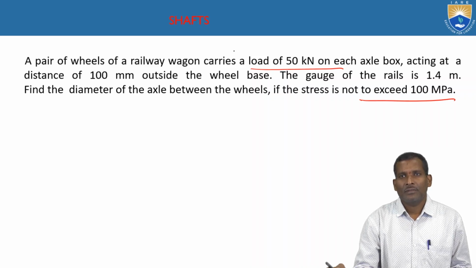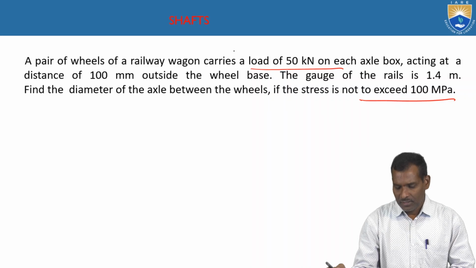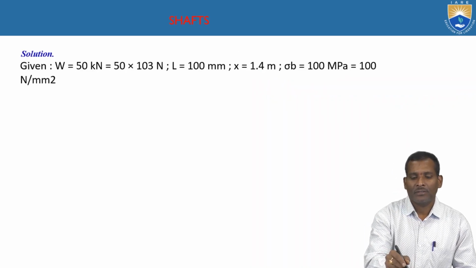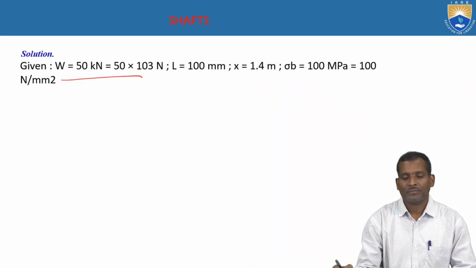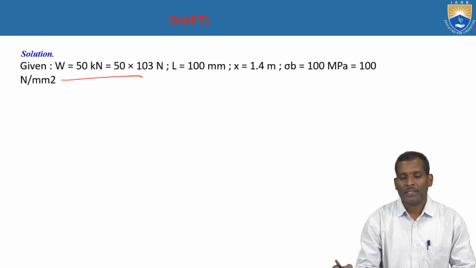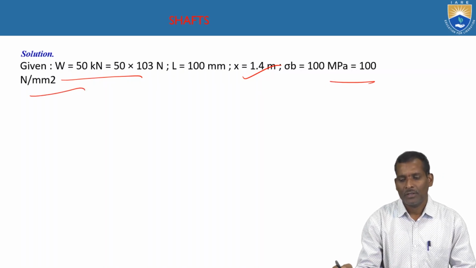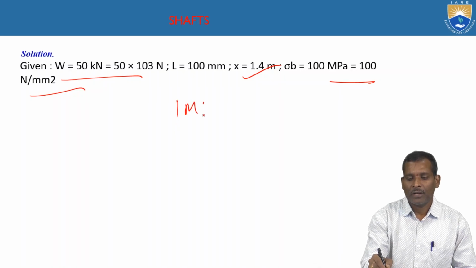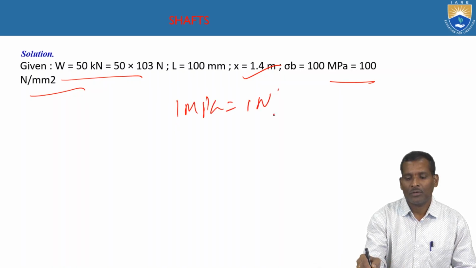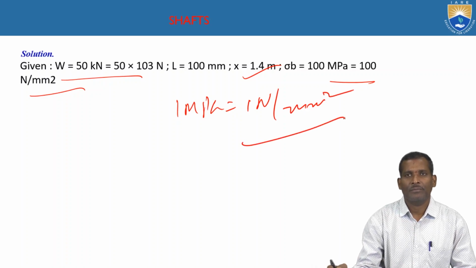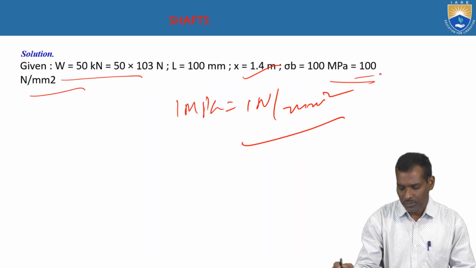So here, first write down the given data. The load is 50 kilonewtons and the length is 100 mm. And the length between the two rails is 1.4 meter. σ_b is 100 megapascal, converting to Newton per mm square. So 1 megapascal is equal to 1 Newton per mm square, so you can write 100 megapascal is equal to 100 Newton per mm square.